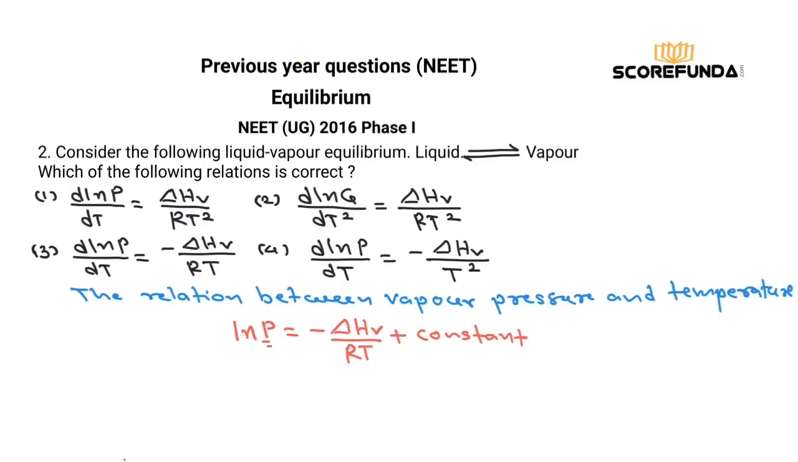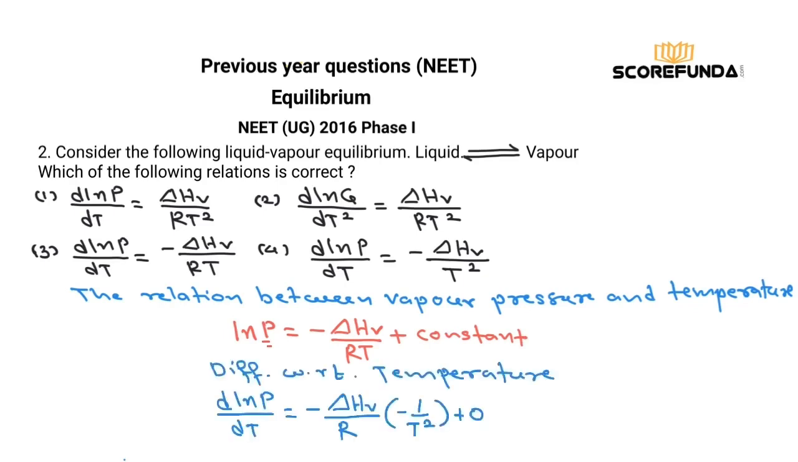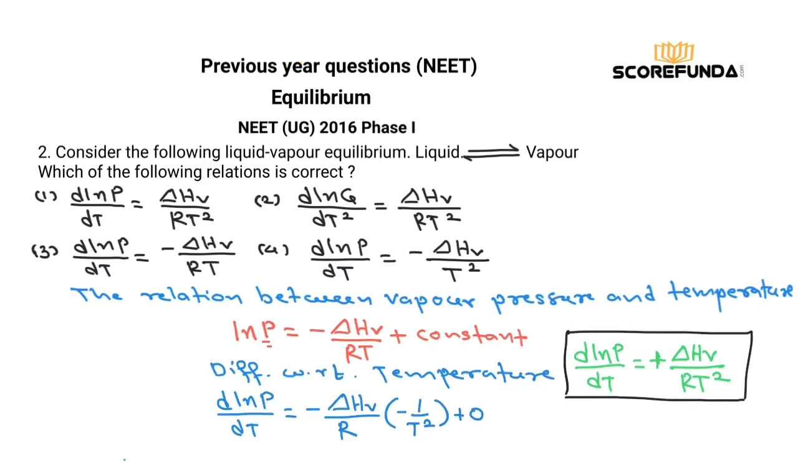Now let's differentiate this equation with respect to temperature. Therefore, d ln P by dT should be equals to minus delta HV by R, constant है, और 1 by T का डेरिवेटिव आएगा -1 by T square. So we get d ln P by dT equals to plus delta HV upon RT square, यानी हमारा आंसर होना चाहिए ऑप्शन 1.